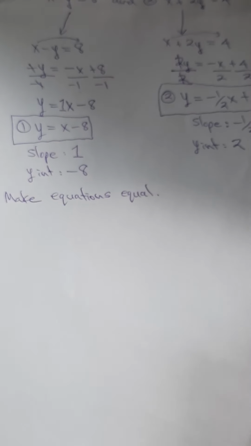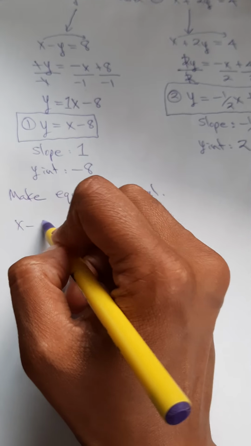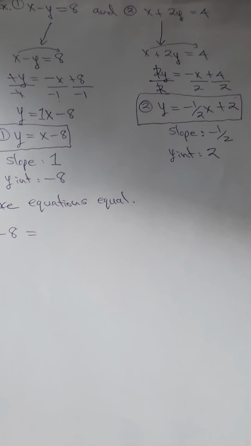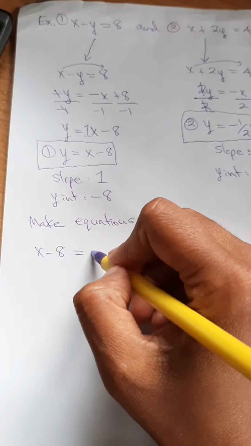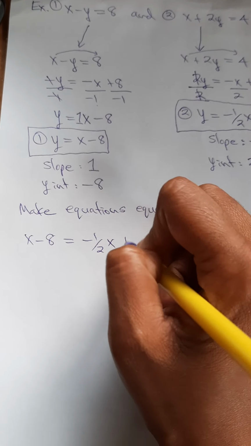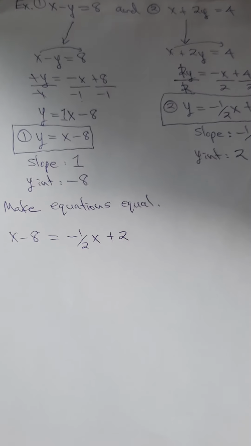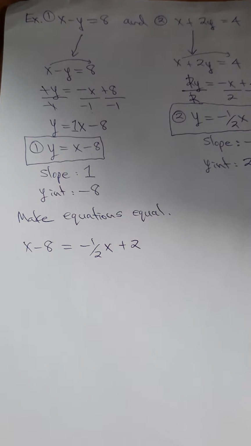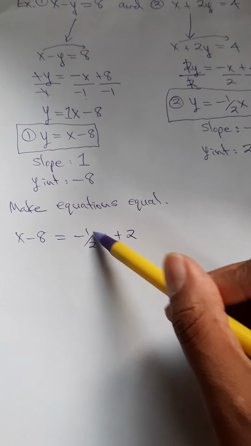Okay, so I'm going to write it on the bottom here. So x minus 8 equals negative 1/2 x plus 2. Just like this. Now, you notice that there is a fraction here.